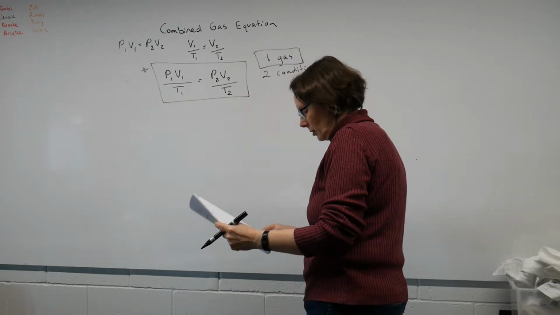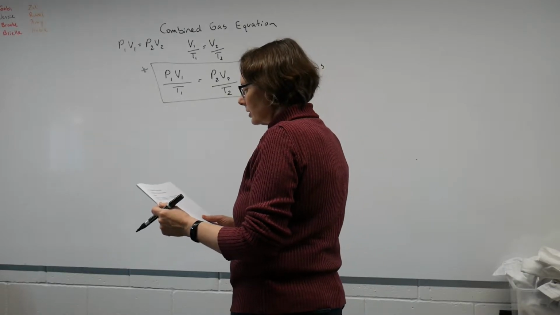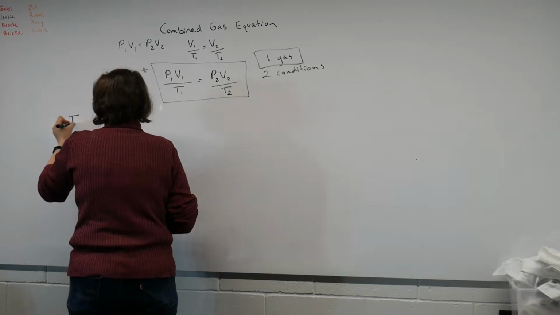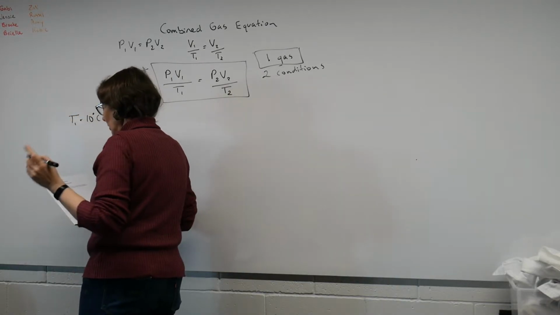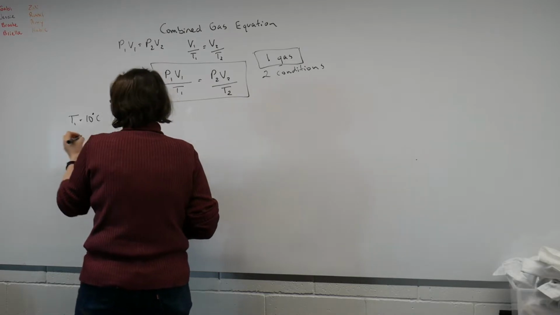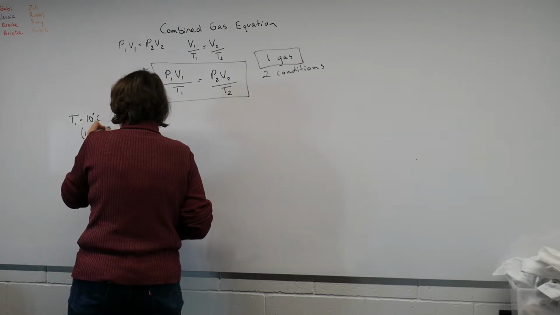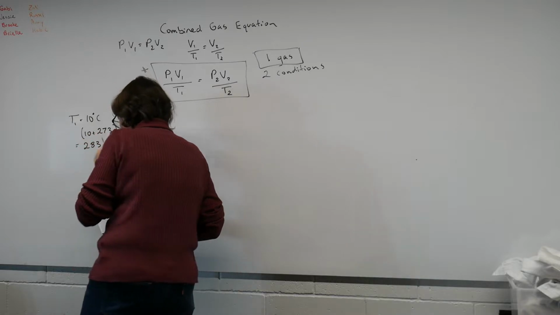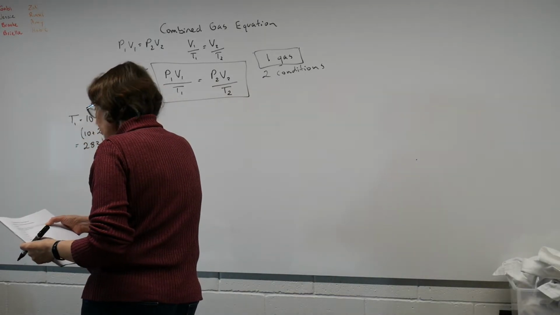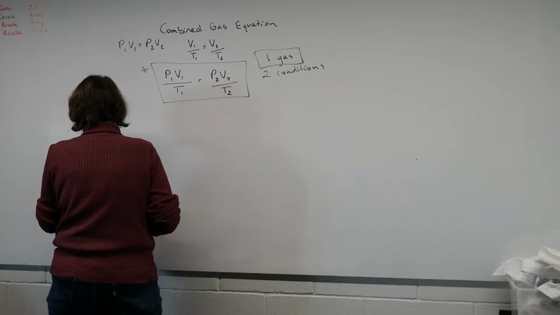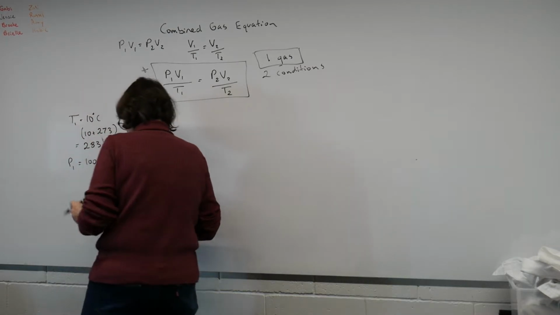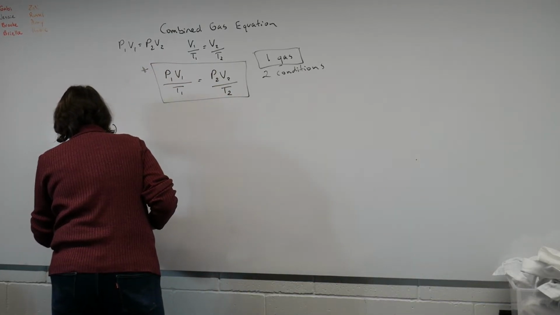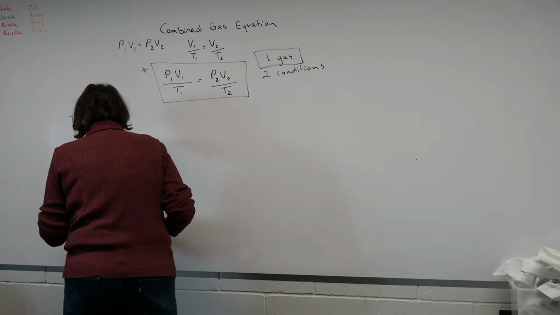So let's have a look at the example on page 17. It says that some helium gas is at a temperature of 10 degrees Celsius. So we've got T1 is equal to 10 degrees Celsius. We're going to have to change that, so it's going to be 10 plus 273 is 283 degrees Kelvin. It has a pressure of 100 kilopascals, so P1 is 100 kPa, and it occupies a volume of 3.20 litres. V1 is equal to 3.20 litres.